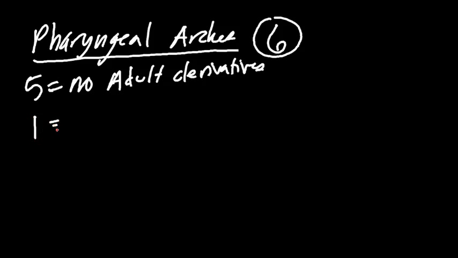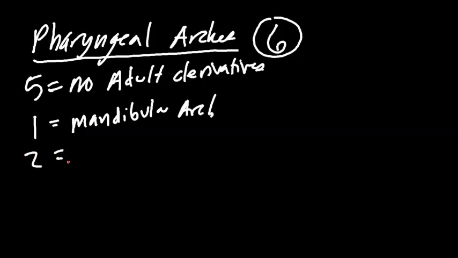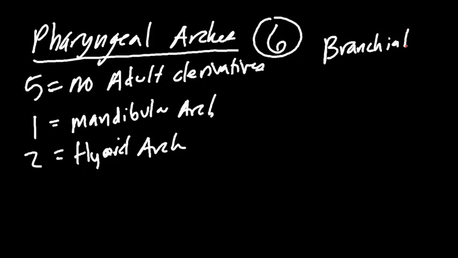Number 1 can also be called the Mandibular Arch. Number 2 can be called the Hyoid Arch. Alright, so we've knocked off a couple of the basics. I will refer to number 1 interchangeably as just pharyngeal arch 1, or the first brachial arch derivative, and brachial arch spelled like that. These terms are interchangeable.